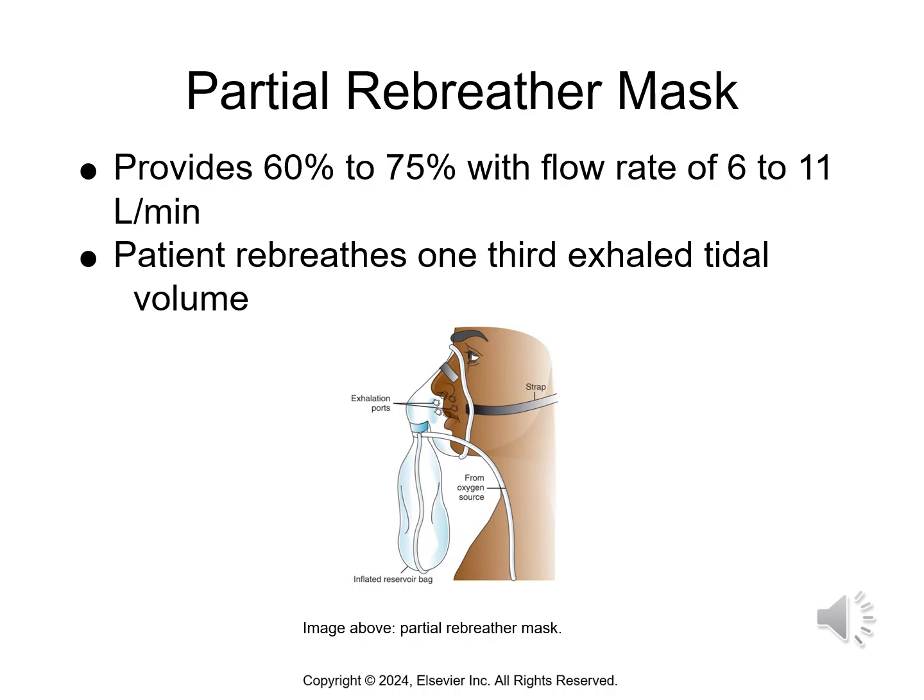So we have someone heading towards an emergency. We may put them on a partial rebreather mask. This provides 60 to 75% of the flow rate at 6 to 11 liters per minute. These patients will breathe 1/3 of the exhaled tidal volume, so that can help our patients who are blowing off too much CO2.